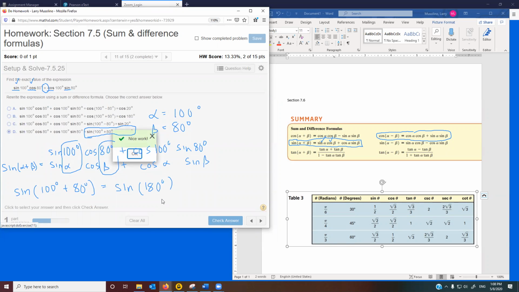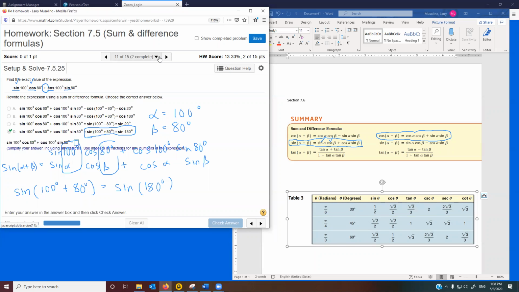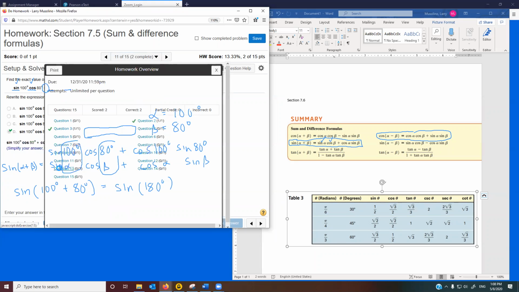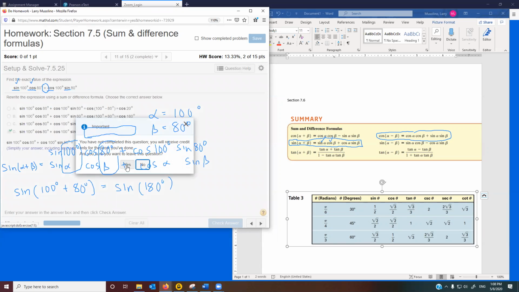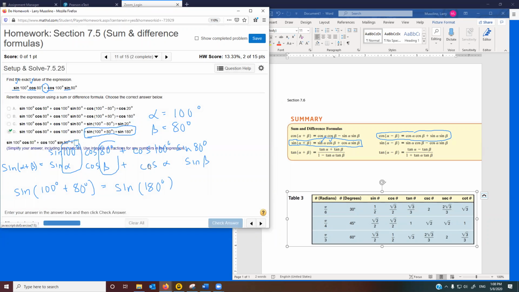All right, so again, this was an example where I matched up the expression they gave me to the right-hand side of these sum and difference formulas. All right, let me try maybe one more. Whoops, I left too early. All right, well, now they're asking us to actually come up with a value. Well, here is sine of 180. So they're really asking us to figure out what is the numeric value of sine of 180 degrees.